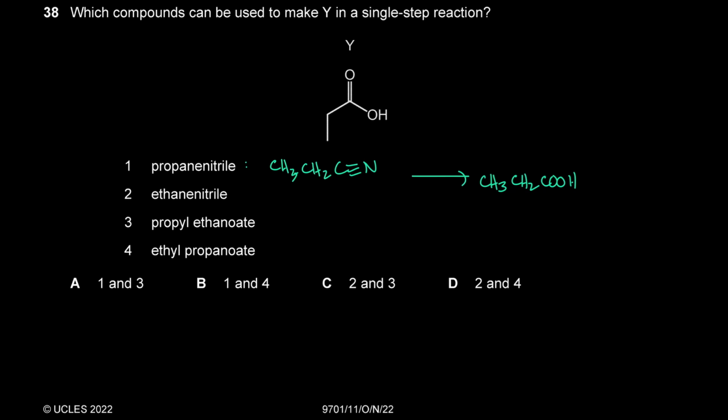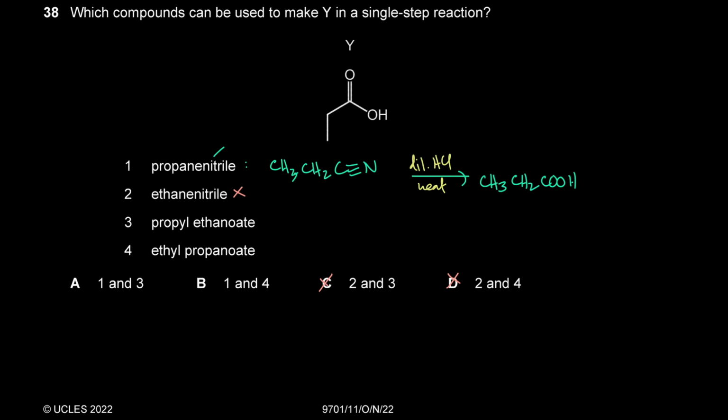It can, right? This is acidic hydrolysis of nitriles. We can just use dilute HCl and heat under reflux, right? And the propanenitrile will be converted to a carboxylic acid, that is propanoic acid. So 1 is definitely correct. 2 is a 2-carbon nitrile, so it can't be converted into propanoic acid, right? It's a 2-carbon nitrile, so it won't make a 3-carbon acid when we hydrolyze it. We know that the answer has to be A or B, of course, because 1 is correct, right? So we can eliminate C and D from the first choice here.